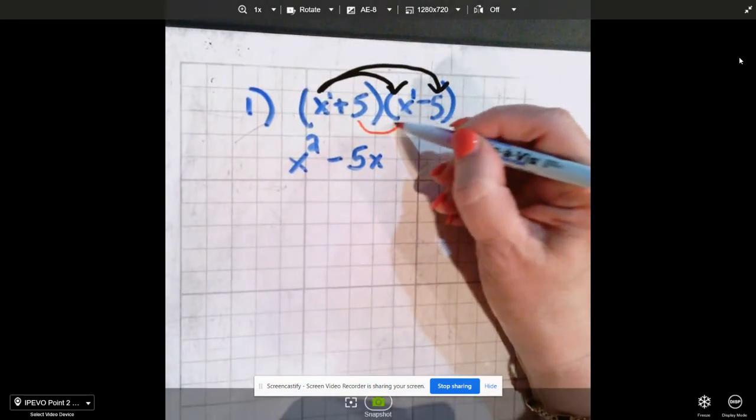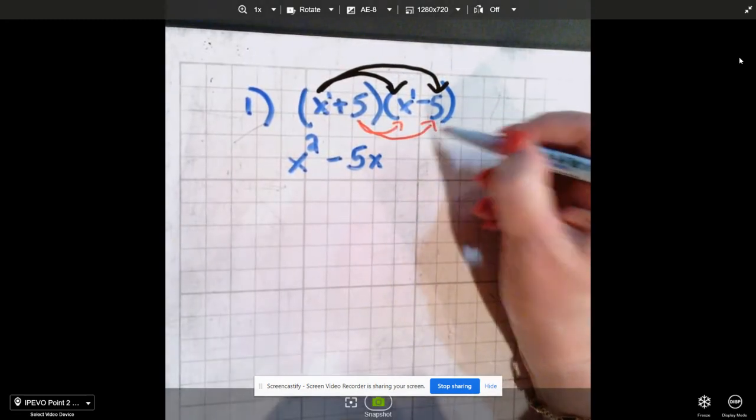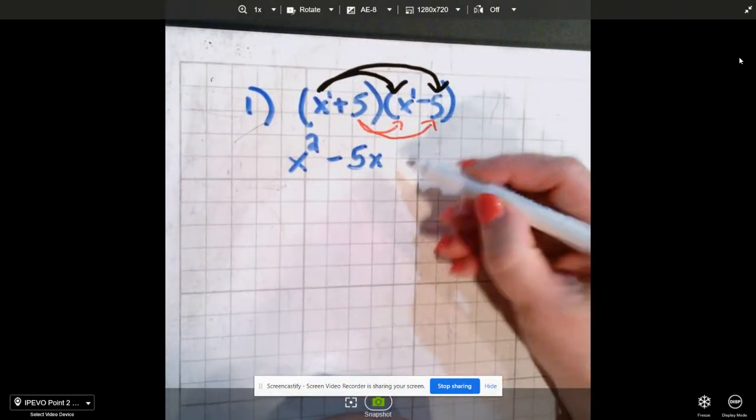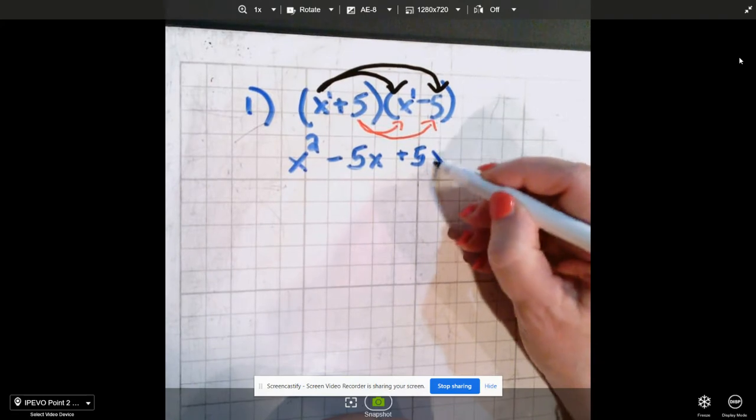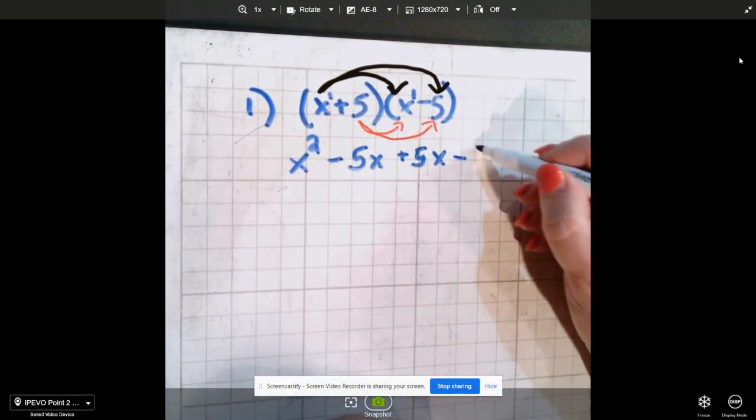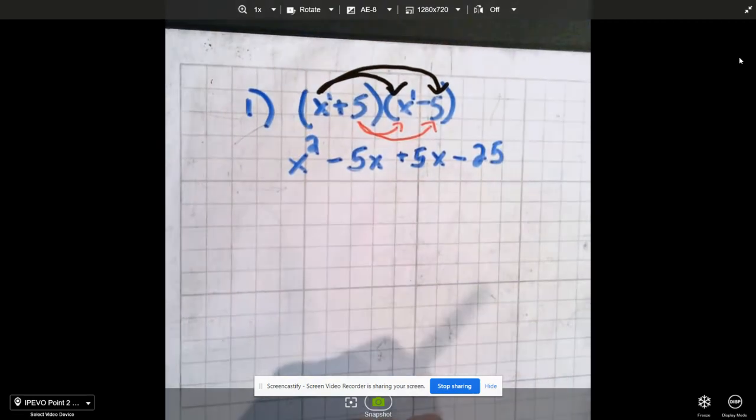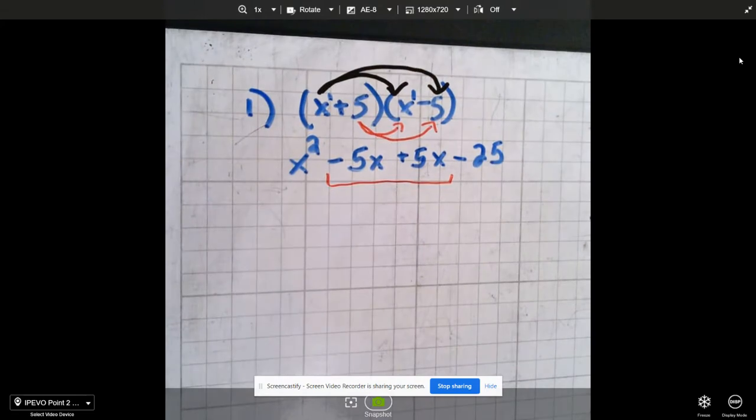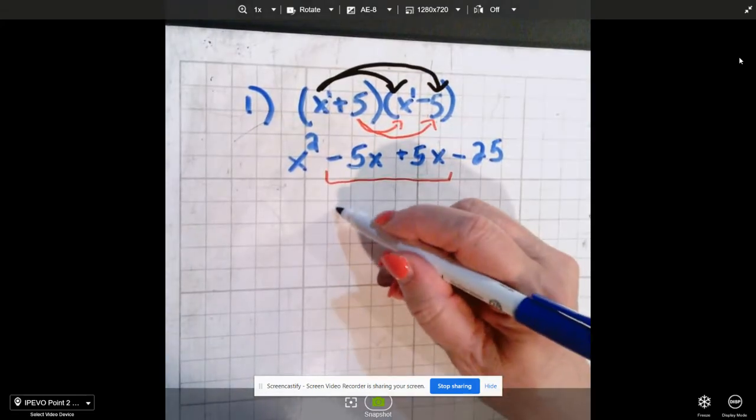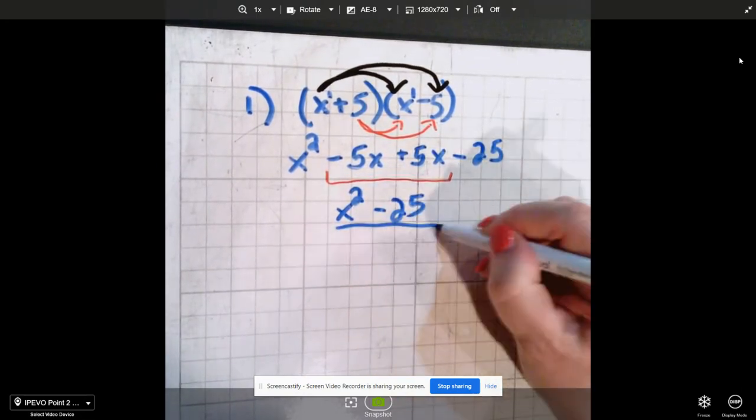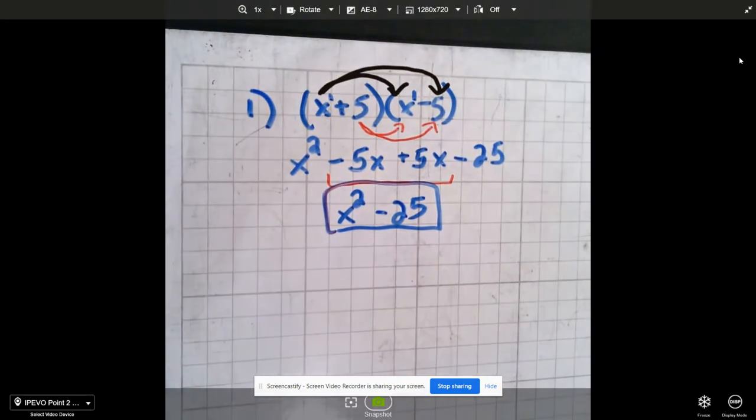So you're going to multiply these two together and these two together. So positive 5 times x is plus 5x. And a positive 5 times a negative 5, remember you're multiplying, so that'll be negative 25. These two middle terms will always be your like terms. And in this case, minus 5x plus 5x just cancels out. So you're left with x squared minus 25. So that will be your final answer for number 1.